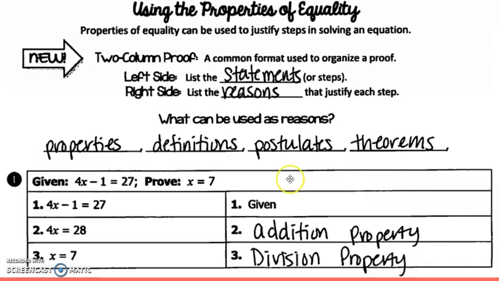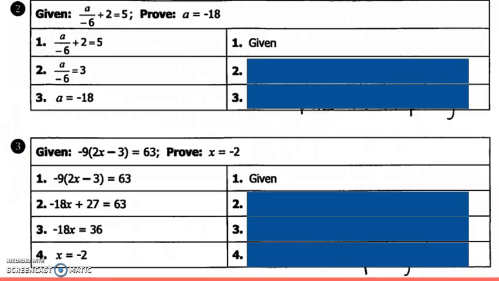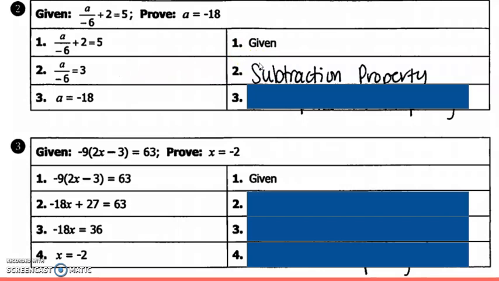So we're going to do a couple more examples. My next given is a divided by -6 plus 2 equals 5, and I want to prove that a equals -18. So again, my given statement is always going to be my first line, and that's always the reason of it was just given. Now, between step 1 and step 2, they subtracted 2 from both sides to try and get a by itself. If I'm subtracting 2 from both sides between step 1 and step 2, I used the subtraction property.